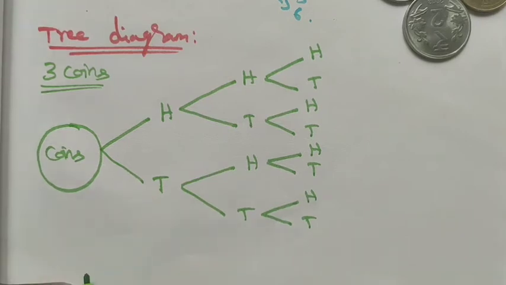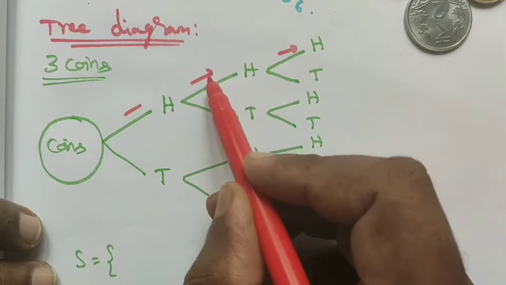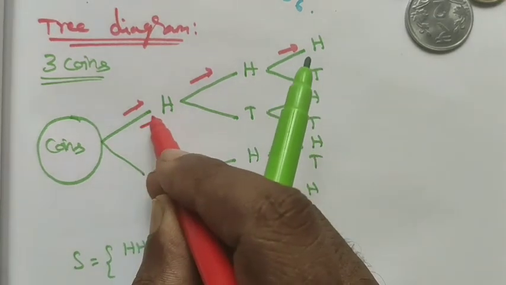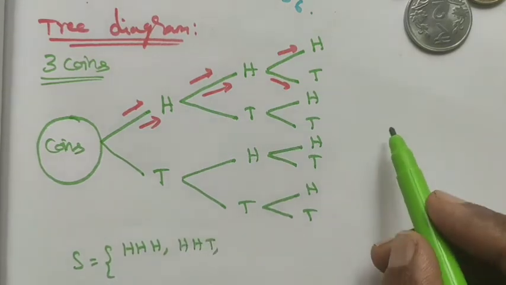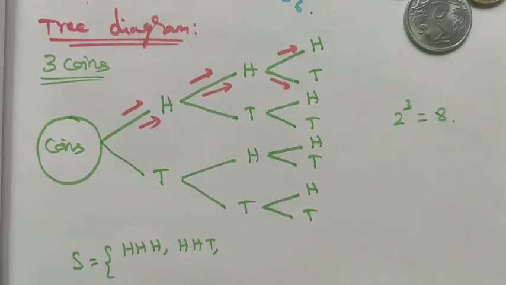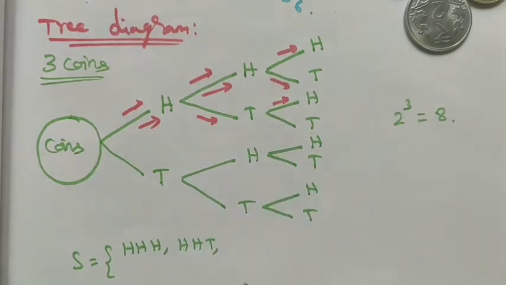Now we want to write the sample space S. See how to write the sample space. Here head, head, head. In this way all three are heads. And then the next one is head, head, tail. We know that when three coins are tossed, the sample space has 2 cubed, which is 8 outcomes. Now next we have head, tail, head. Next we have head, tail, tail.